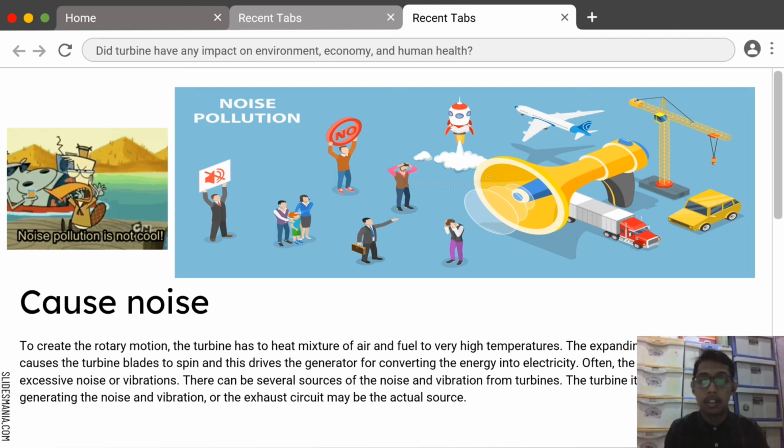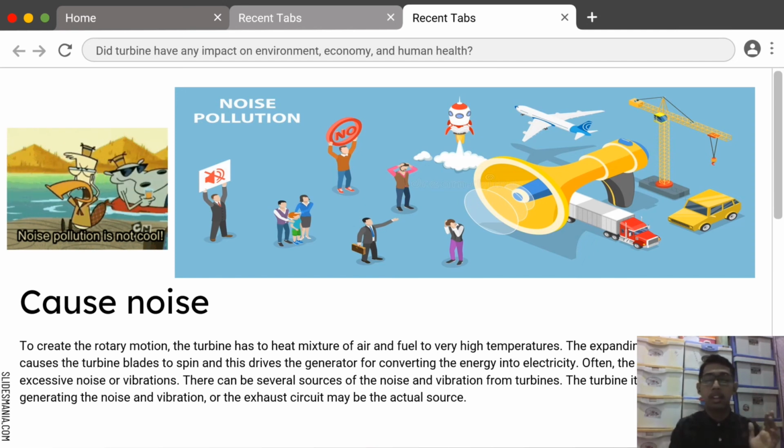For the second one, the impact turbine can give is noise. Turbine gives a high pitched noise to the surroundings. When we start up the engine, if anyone is not wearing their earmuffs, they can damage their ears. Because to create the rotary motion, the turbine has to heat the mixture of air and fuel to very high temperature.